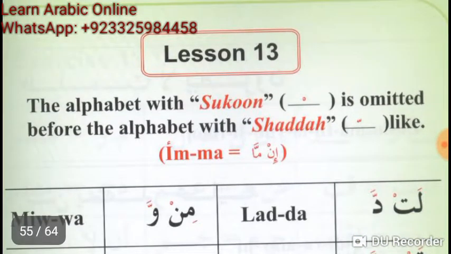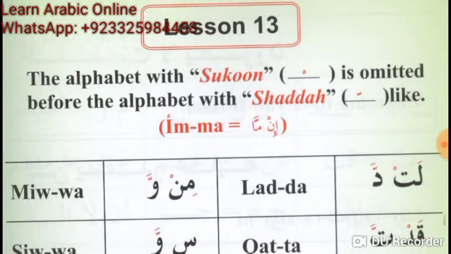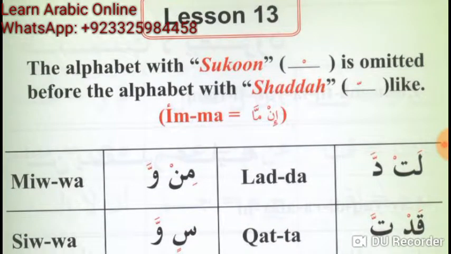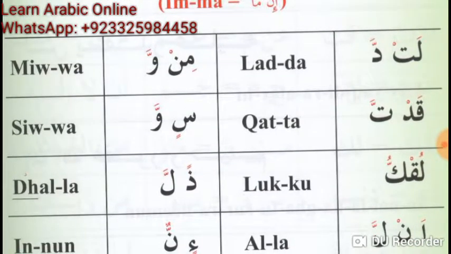Then we have lesson number 13. Here the alphabet with sukoon is omitted before the alphabet with shadda, like imma. So here they are telling you that the alphabet with sukoon is omitted whenever it is before a shadda. Whenever you see an alphabet with sukoon before a shadda, that alphabet is ignored. For example, in the first word you see that ta is sakin, and after ta sakin we have dal shadda, so we will ignore ta sakin. It will become ladda. So we ignored ta. Why? Because after ta sakin we have a shadda.